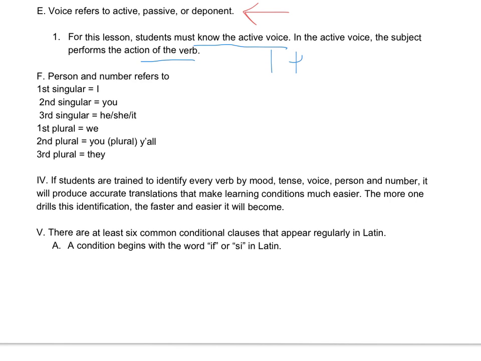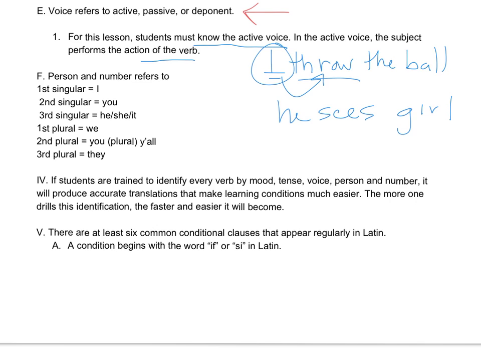For example, if I say, "I throw the ball," I is the subject. It is doing the throwing. The subject is performing the action of the verb. If I say, "He sees the girl," he is performing the action. He is doing the seeing. He is the subject. That's in the nominative in the verb. And sees is a verb that, if it were in Latin, would be described as the indicative present active voice because the subject is performing the seeing itself.